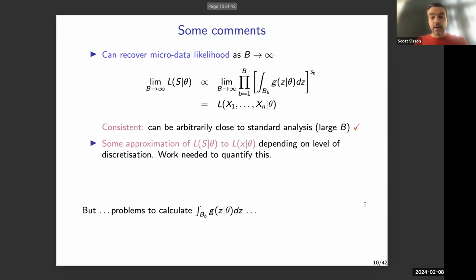Okay, so what I've said before, yep, so we can get arbitrarily close to the real data analysis as B, the number of bins here, gets large. We can recover the standard data likelihood. So again, it's just a matter of trading off the accuracy that we want for as much time gain as we can get.